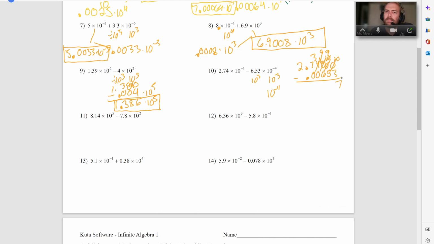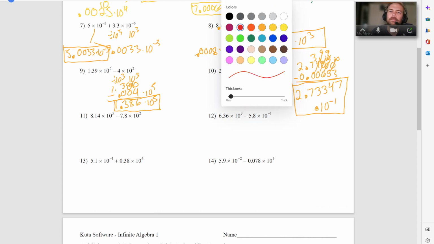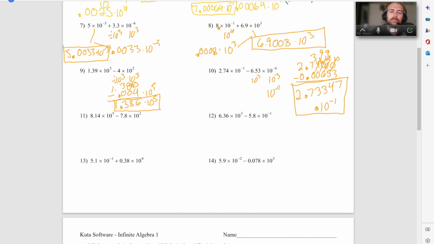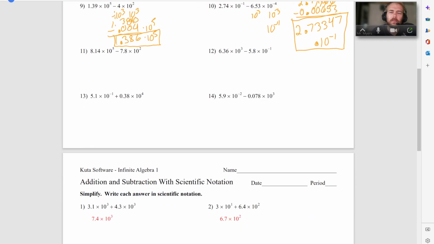10 minus 3 is 7. 9 minus 5 is 4. 9 minus 6 is 3. 3 minus 0 is 3. 7 minus 0 is 7. And then 2 minus 0. Okay, so it's all of that times 10 to the -1 power. Whew. Okay, that one was pretty gnarly, actually. These are getting harder. All right, next 4. And then we're done. Look at that.